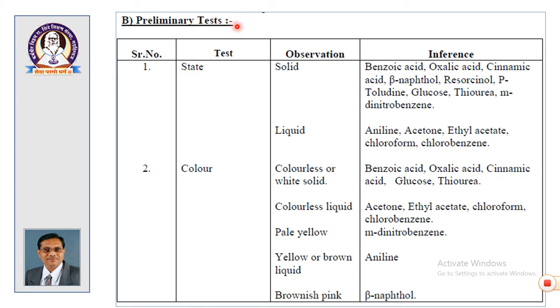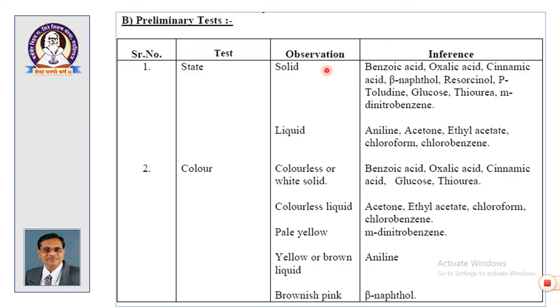This part after determination of physical constant is called preliminary test, and in preliminary test there is a set of various tests and observations. So, first is observe the state of the compound. The state of the compound will be either solid or liquid. See carefully, whenever you go through these details, you will get a general idea related to these compounds.